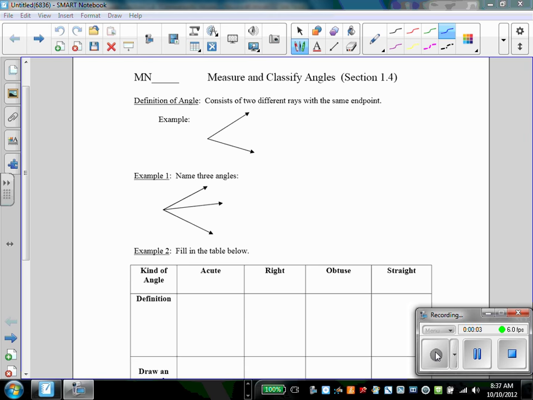Welcome to your MN10 notes. Measure and classifying angles, which is section 1.4 in your geometry textbook.